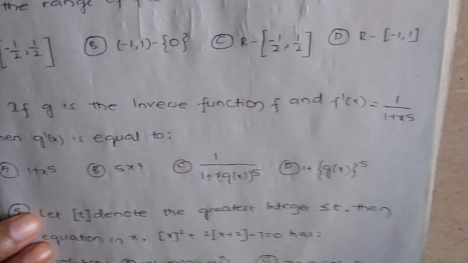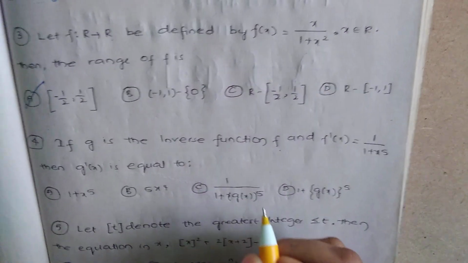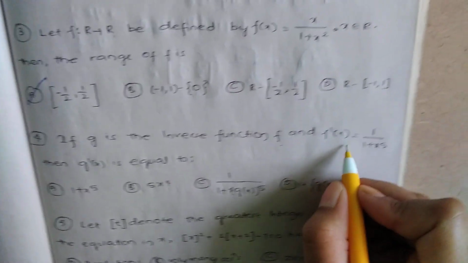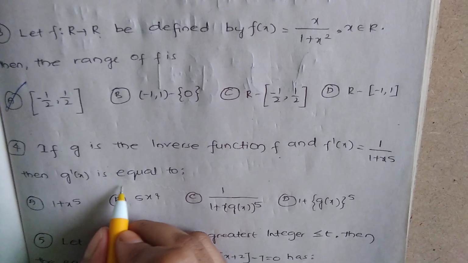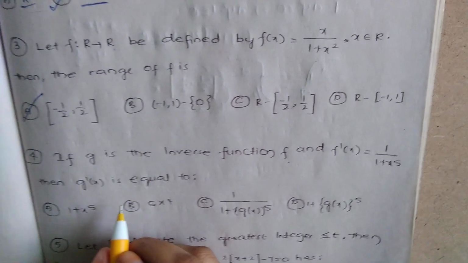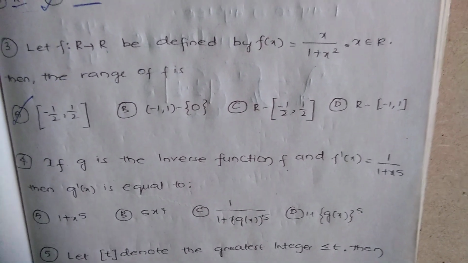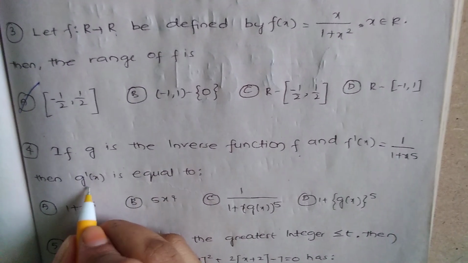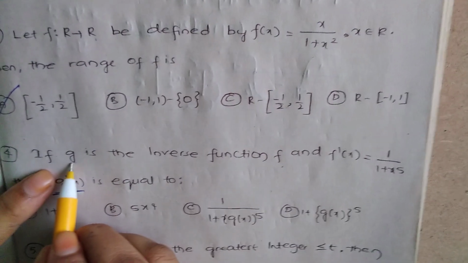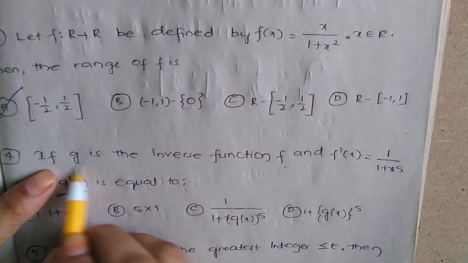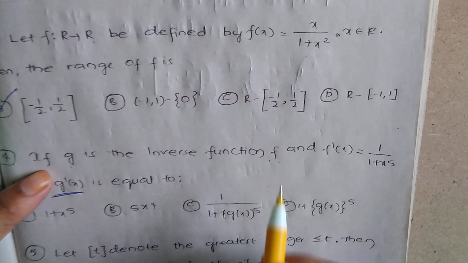Fourth question. If g is the inverse function of f, and f dash of x is 1 by 1 plus x power 5, then g dash of x is how much? Differentiation of g is how much? See carefully. Here it is given that g is the inverse function of f.